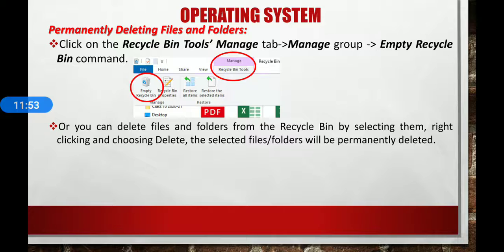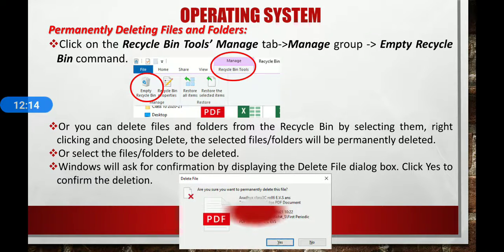Or you can delete files and folders from the recycle bin by selecting them, right clicking and choosing delete. The selected files and folders will be permanently deleted. Or select the files and folders to be deleted, and now press delete key. Windows will ask for confirmation by displaying the delete file dialog box. Click yes to confirm the deletion.